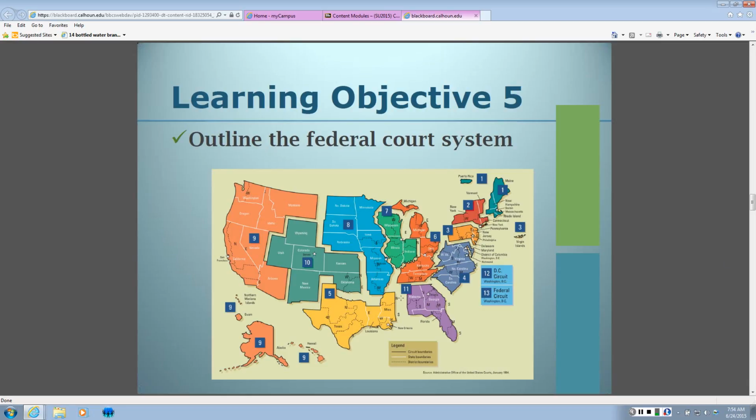Now, Birmingham to Atlanta from wherever you are in this district is not a huge jaunt. But look at some of these other districts. Look at District 9. Look how large that is.